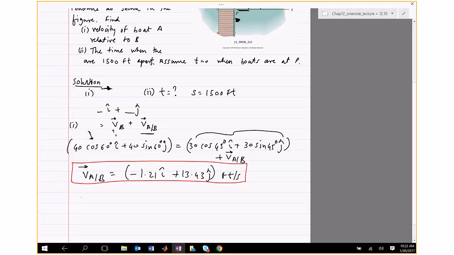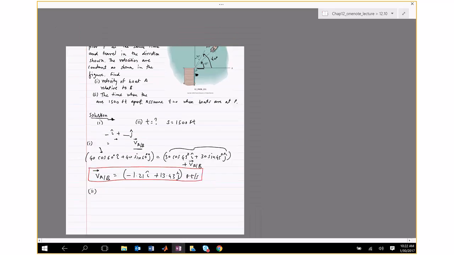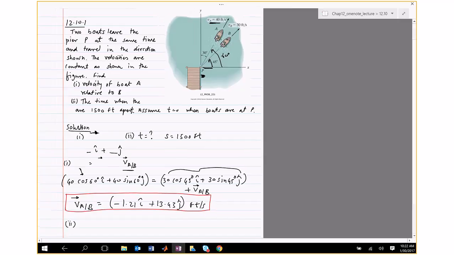Okay, that solves part one. What about part two? So we have to find the time at which they would be 1500 feet apart. Remember, they start at 0, 0, and then they start moving away from each other. At some point in time the distance is 1500 feet, and you have to find the time.